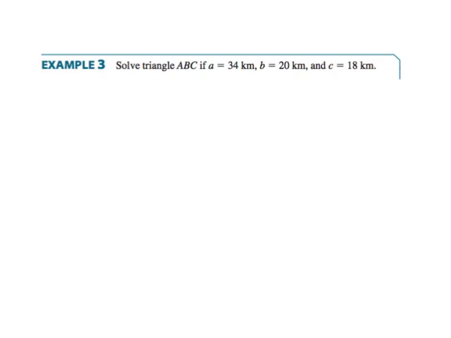And here is our problem. Looks like we've got A is 34, B is 20, and C is 18. So it really doesn't matter which one we solve for first. It just says solve triangle A. I just went back and grabbed the one for cosine A, and we'll start with that, and then once you find your first angle, you can work the rest of it like we did the previous problem.